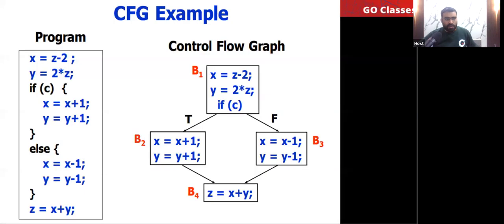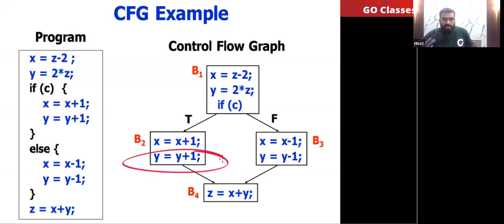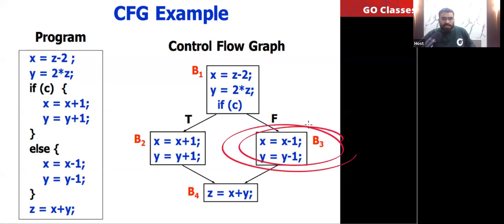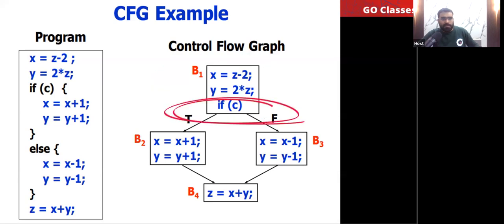You can easily see that for this graph, there will be 4 basic blocks, which we have already seen. You can see the last instruction need not be a jump instruction. For example, in this basic block b2, the last instruction is not a jump instruction. In this basic block b3, the last instruction is not a jump instruction. Now here you can see there is a jump instruction, and that definitely will be the last instruction.